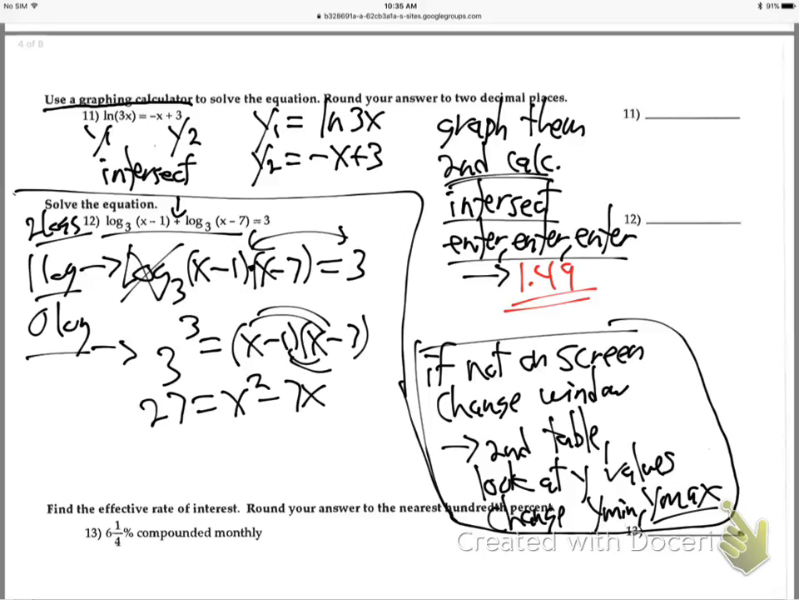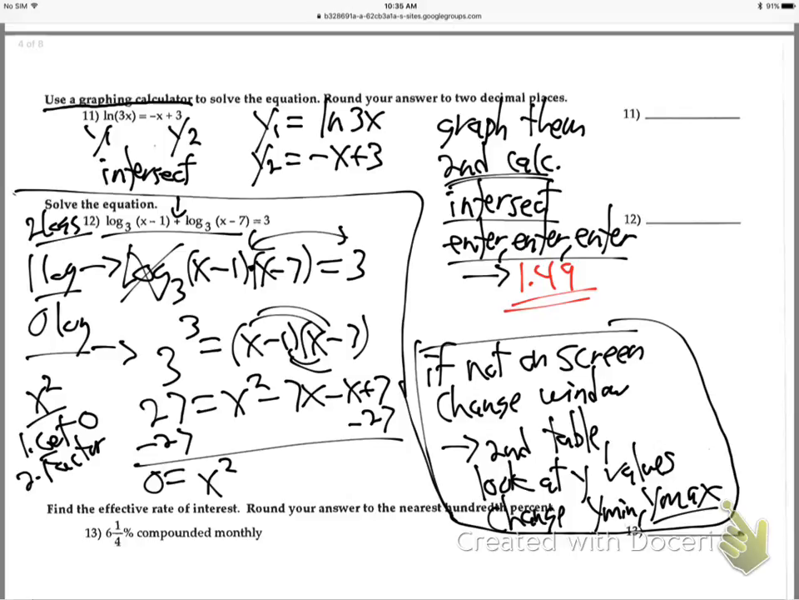X squared minus 7x minus x plus 7. What are we going to do with that? What do you do when you got an x squared equation? Get a 0. As soon as you got x squared, get a 0. And then factor. So subtract 27 from both sides. That's 0. This is x squared minus 7x minus x is minus 8x minus 20. We good to there? This is minus 7 minus 1, made minus 8 there.